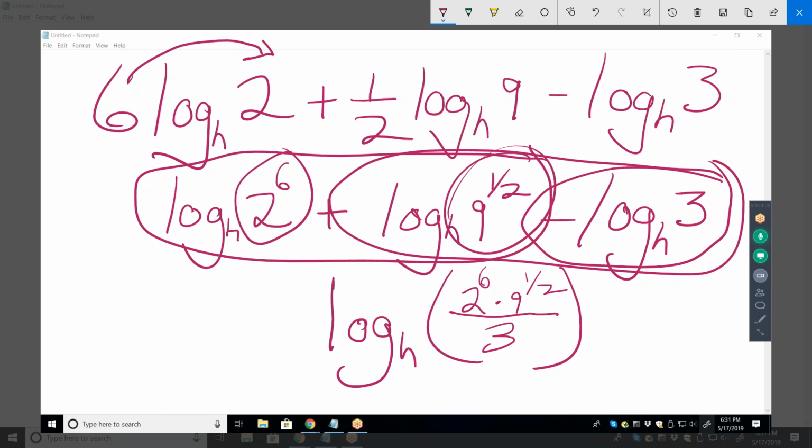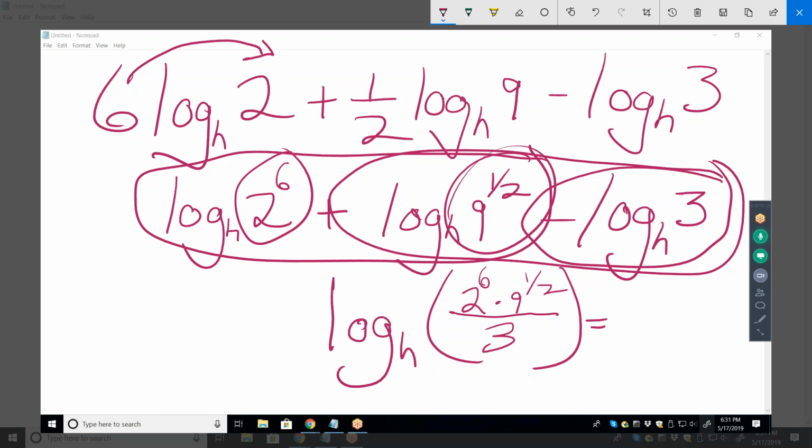So anything that's being added is multiplied. The arguments are multiplied. And anything that's being subtracted goes in the denominator. It's as simple as that. Okay? There's really only 3 rules that you have to follow. And that's the coefficient becomes the exponent of the argument. And anything being added gets multiplied, and anything being subtracted gets divided.